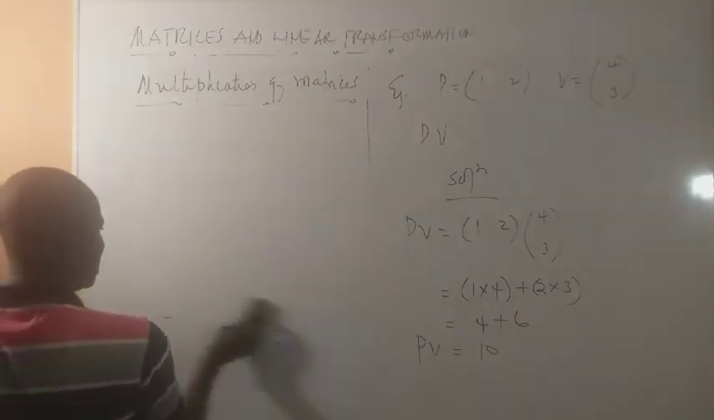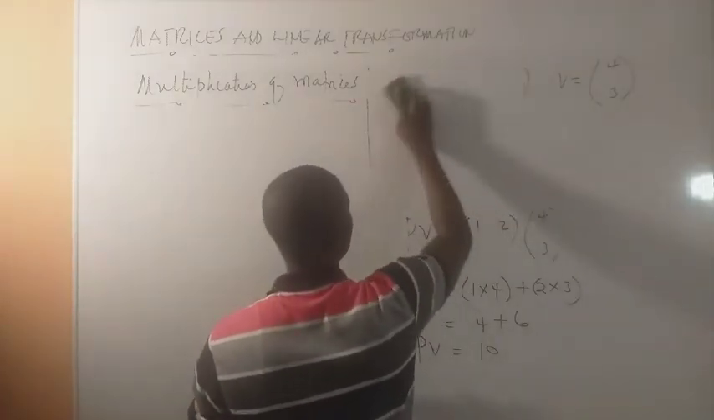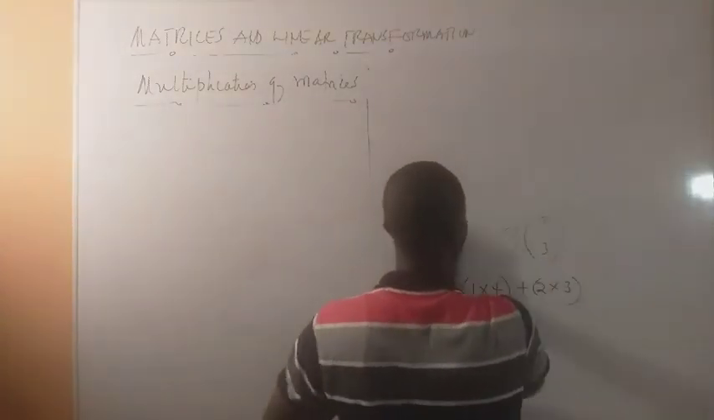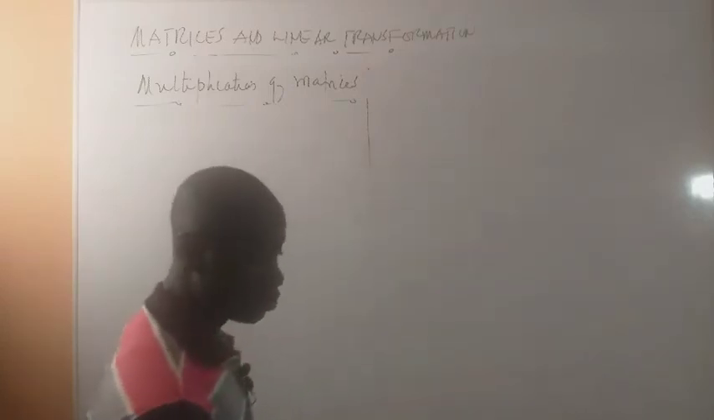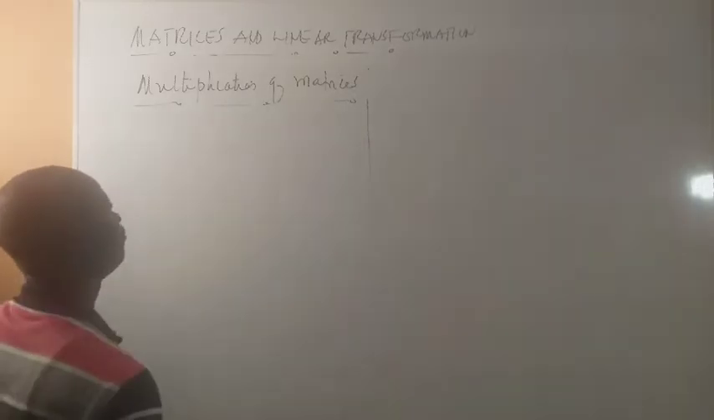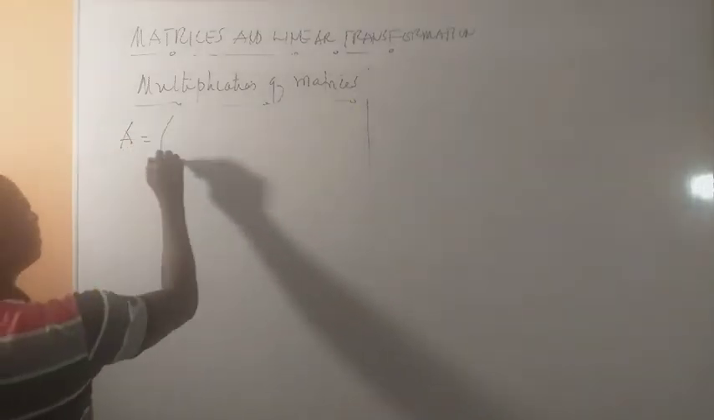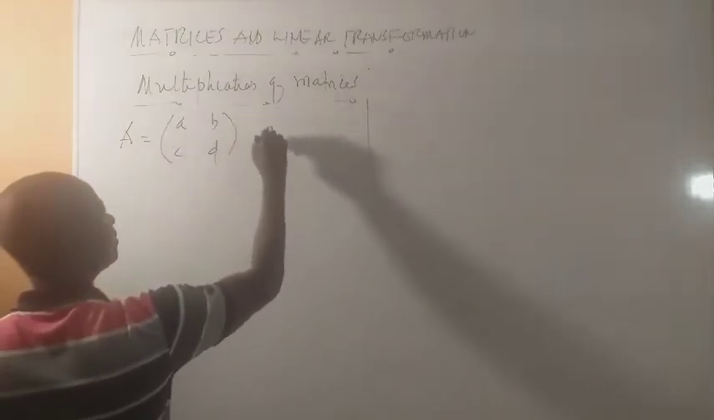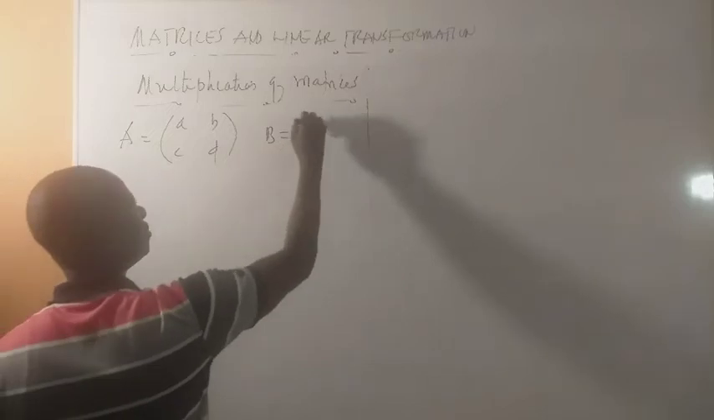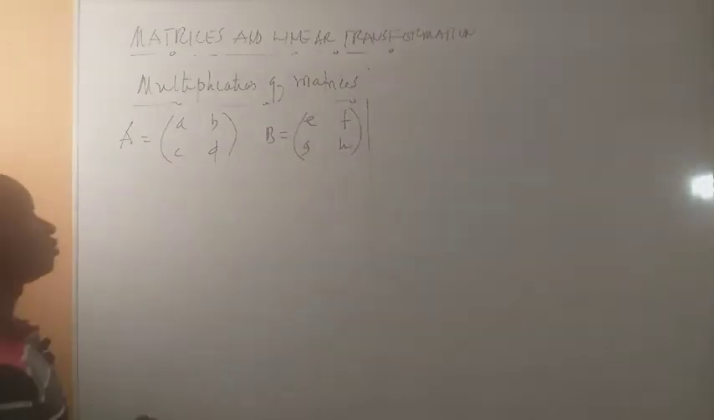We are still under the multiplication of matrices. So we are going to look at how to multiply a 2 by 2 matrix by a 2 by 2 matrix. So let's assume that we have matrix A to be equal to A, B, C, D, and matrix B to be equal to E, F, G, H. Now, these are all 2 by 2 matrices.